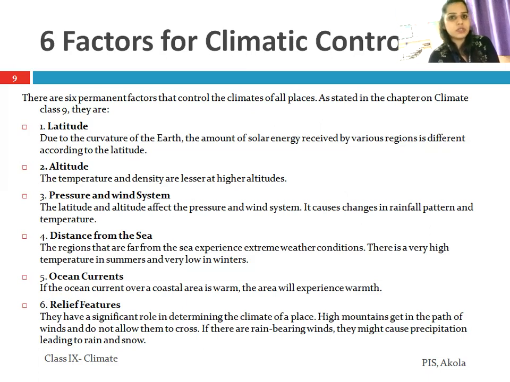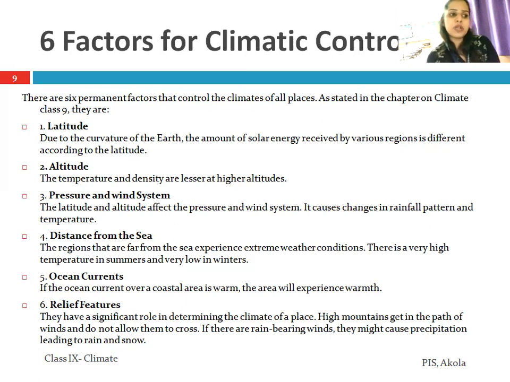We have already seen these in the past years, but briefing you about latitude: due to the curvature of the earth, the amount of solar energy received by various regions is different according to the latitude. Latitudes are the horizontal lines. Altitude: the temperature and the density are lesser at higher altitudes. The more you move up, the lesser you find the density and the temperature. That's how altitude controls the climate.